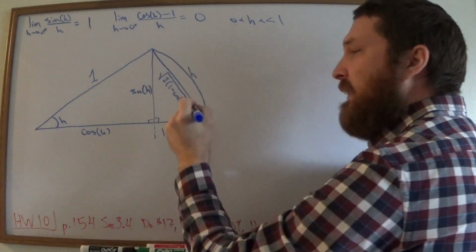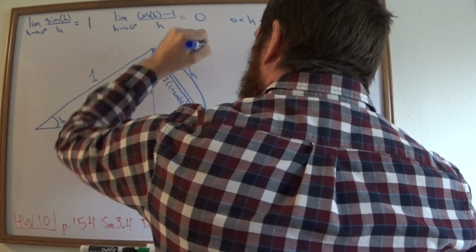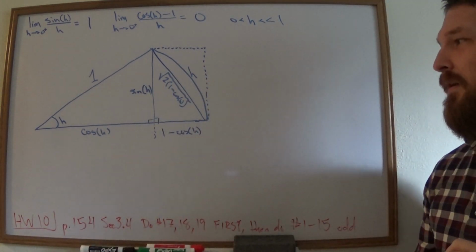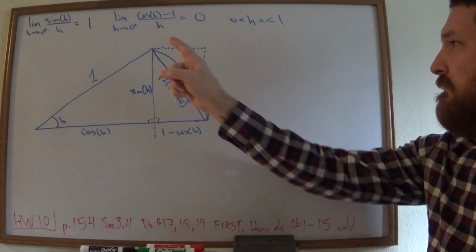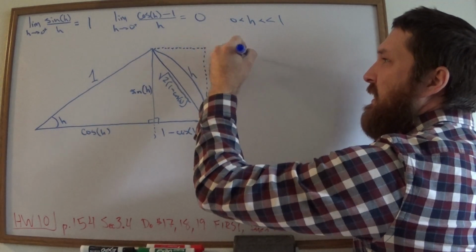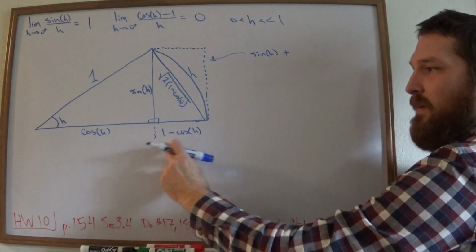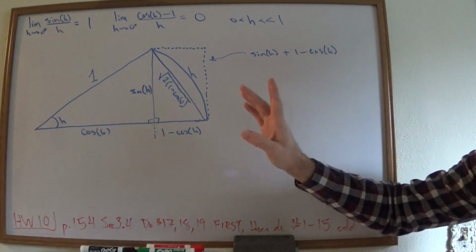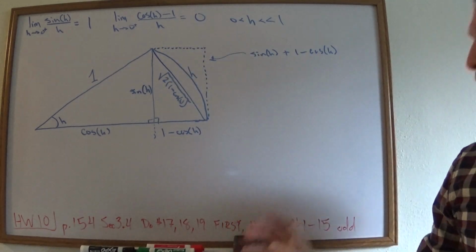Now there's one more length that we're going to need. It's the total length that you'd get if you walked straight across here and all the way down here. It's just sine h plus 1 minus cosine h. So sine h for this part, plus that length right there, which is 1 minus cosine h. Okay, so we have a total of 4 lengths.